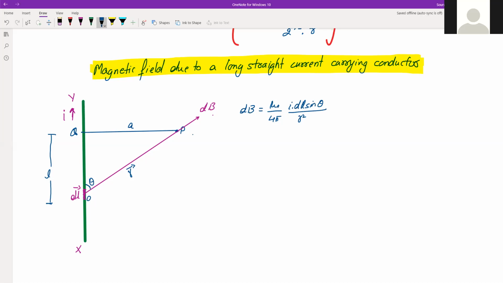Now we have to find this sine theta. Now sine theta is, here it is simple, it is a divided by r, where a is the distance of the point from the wire and r is the distance of the point from the current element, right? So sine theta is equal to, in this case, a divided by r.